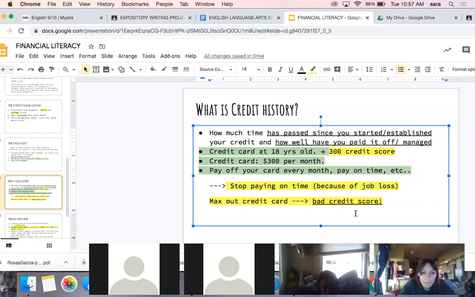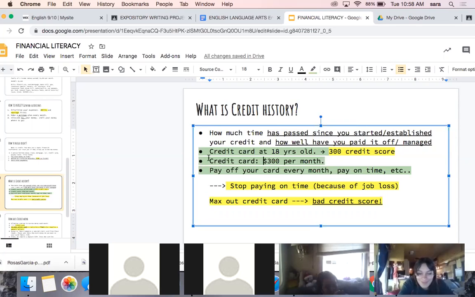Same if you want to move into an apartment, unless maybe you know the person, but they check your score and your score's 300 because you've never had a score before, they may not let you rent that place. So that's how important credit is. And that's why I wanted to teach you guys about it. Okay. All right.